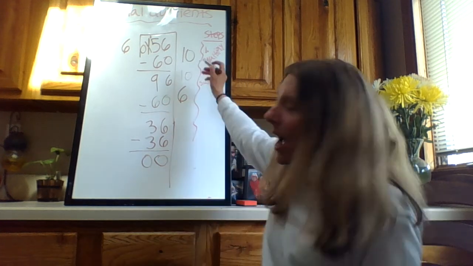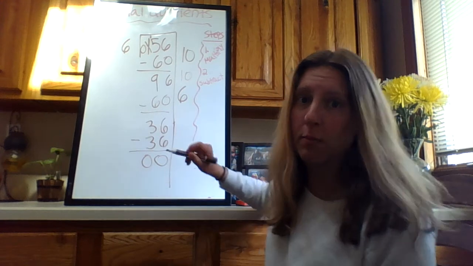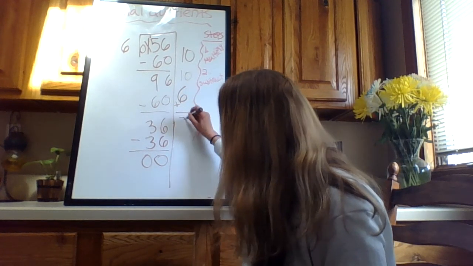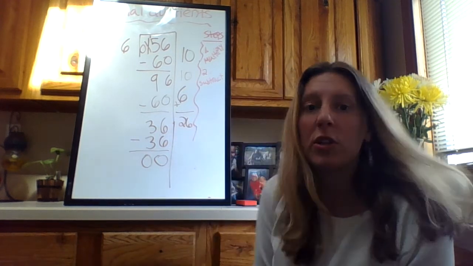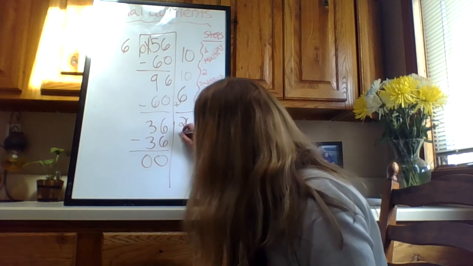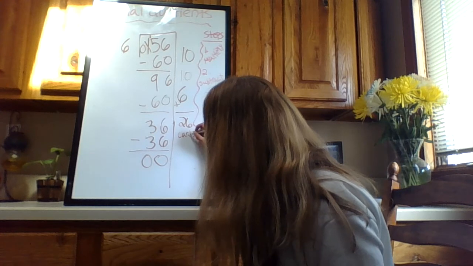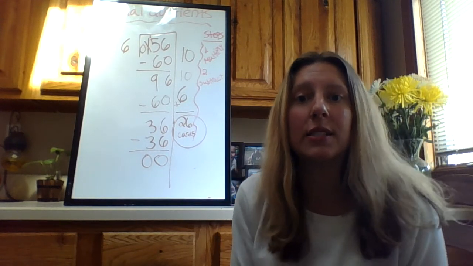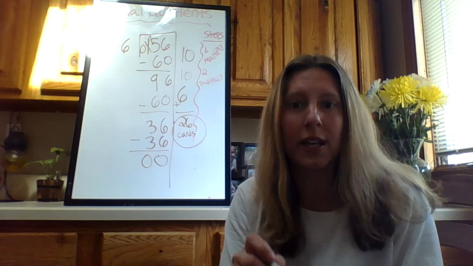So now I'm going to add my 3 numbers that I used to multiply. 10 plus 10 plus 6 is 26, which means my answer would be 26 cards. So 156 divided by 6 is 26.